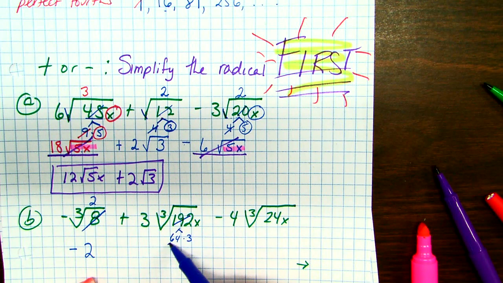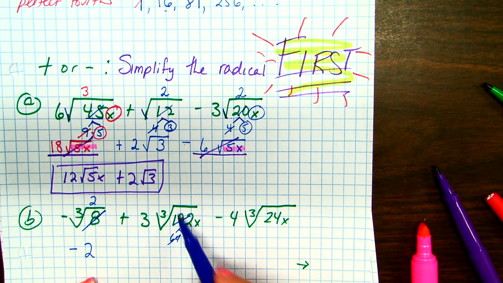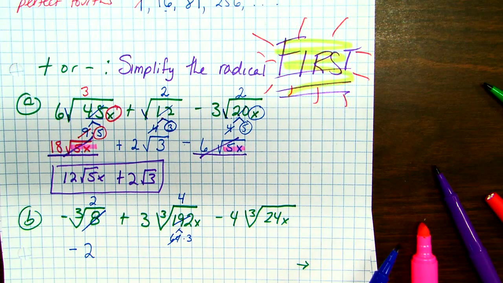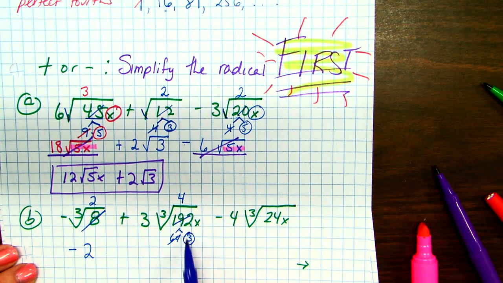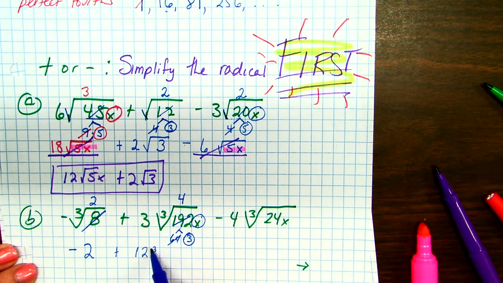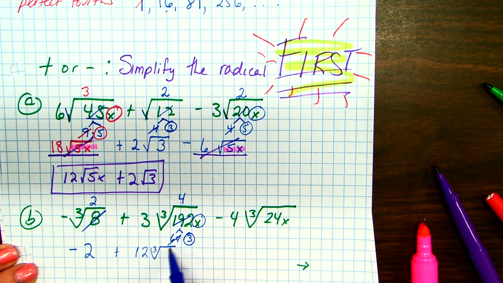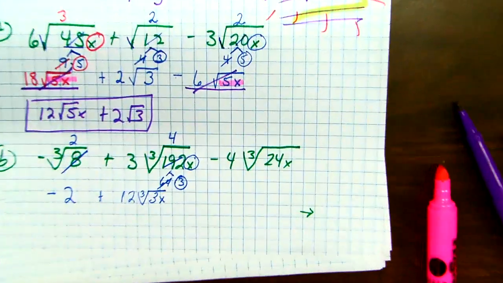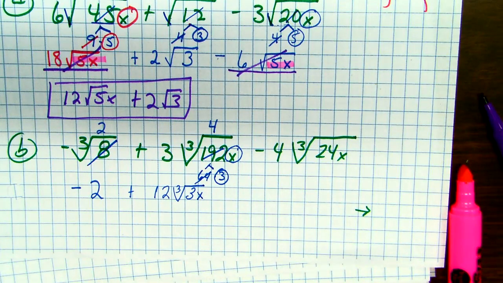The cube root of 64, what is it? 4. Be careful because 64 is in 2 of those lists. Square root of 64 is 8. Cube root is 4. 3 is stuck inside. X to the first, stuck inside. Bring the 4 to the front. If there's anybody in front, they multiply. And my two circled numbers are under the radical.